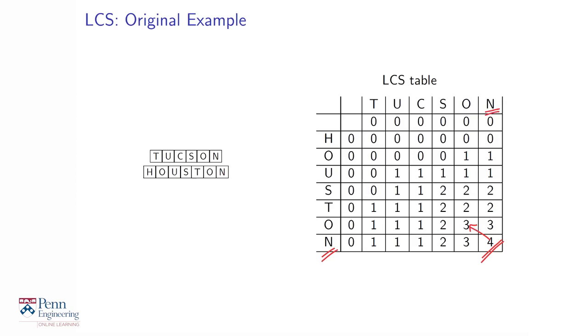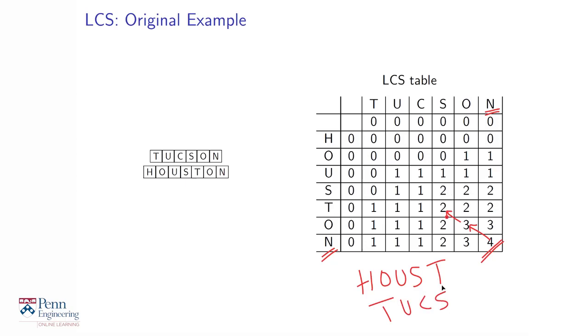TUCSO and HOUSTO. Now, again, the O and the O match, so I could get that score by taking the diagonally above entry 2 and adding 1 to it for the O match. And again, now you have the longest common subsequence of HOUST and TUCS. So now we realize that the last symbols don't match.